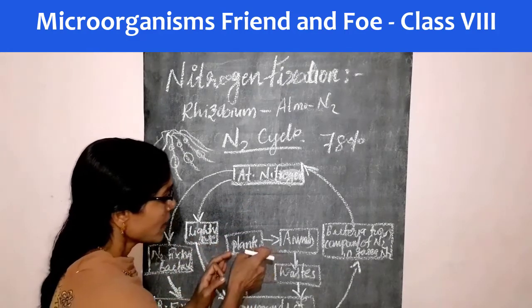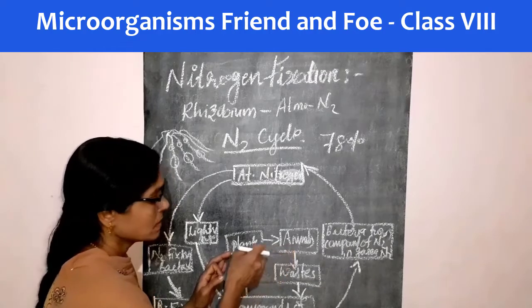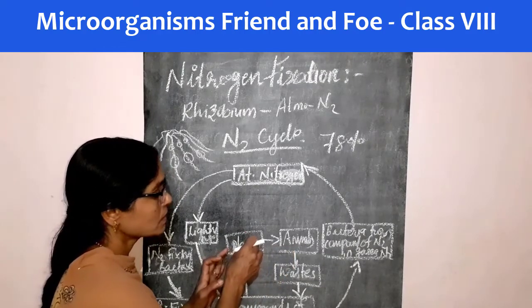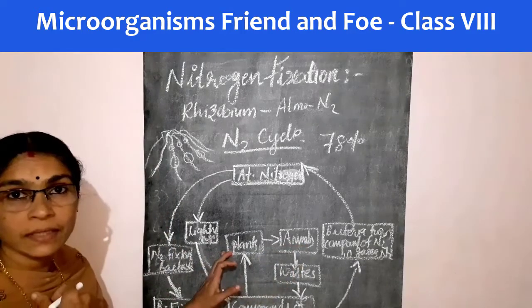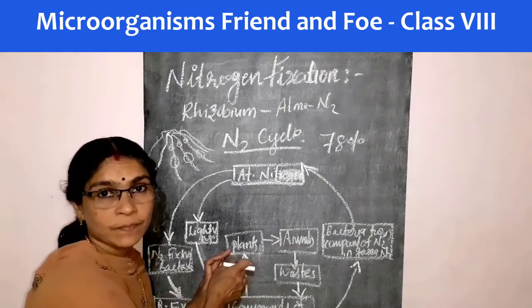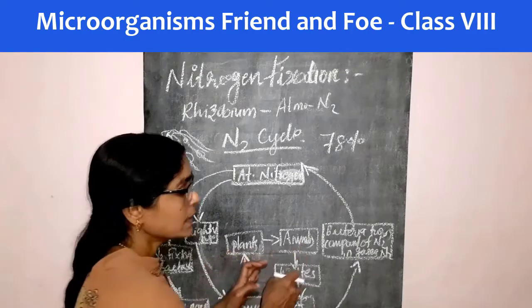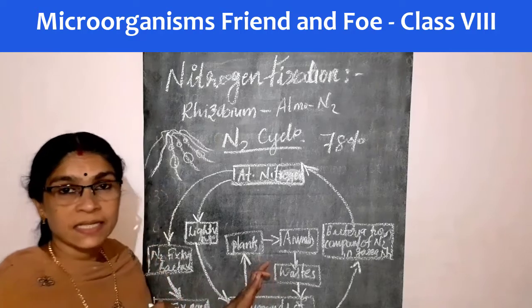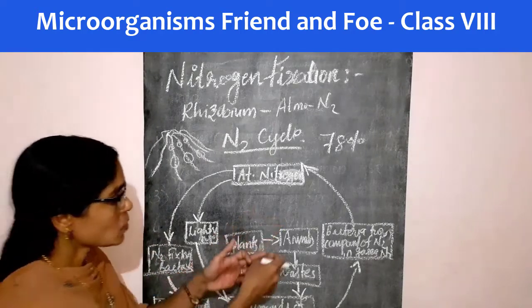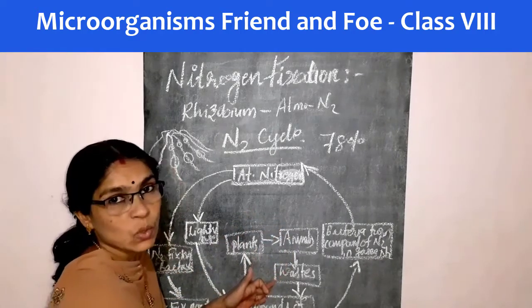When plants are eaten by animals, these nitrogenous compounds go into the body of animals and into our body when we take plant products as our food. After death and decay of these animals and also through the excretory materials, these nitrogenous compounds again go back to the soil.